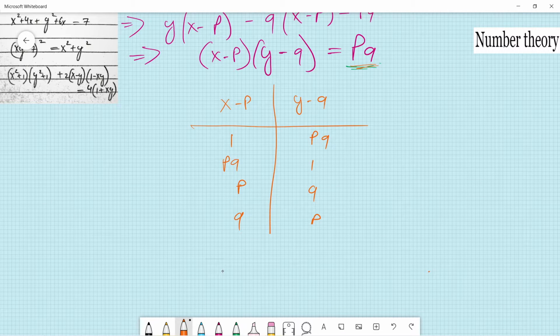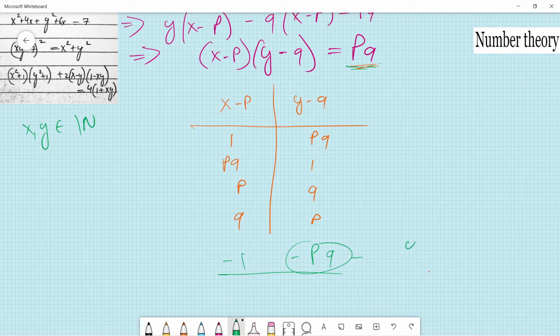And if in the question it is given that we are to find positive integers, which is, if it is given that x, y belong to natural numbers, then you wouldn't have to deal with those negative cases at all. Suppose you take this case, y minus q is minus pq, but from here we get y as negative. So this case is discarded. Similarly, all negative cases will be discarded. So for now, let's just take x and y belonging to natural numbers.